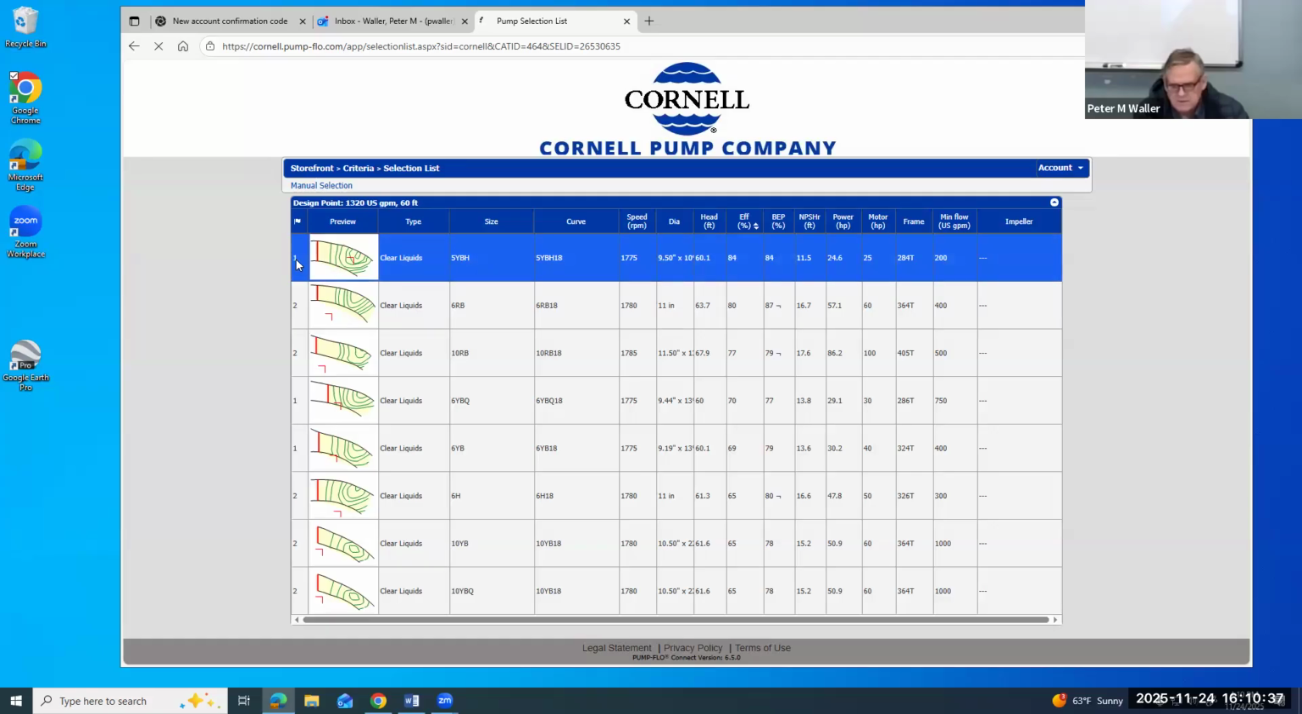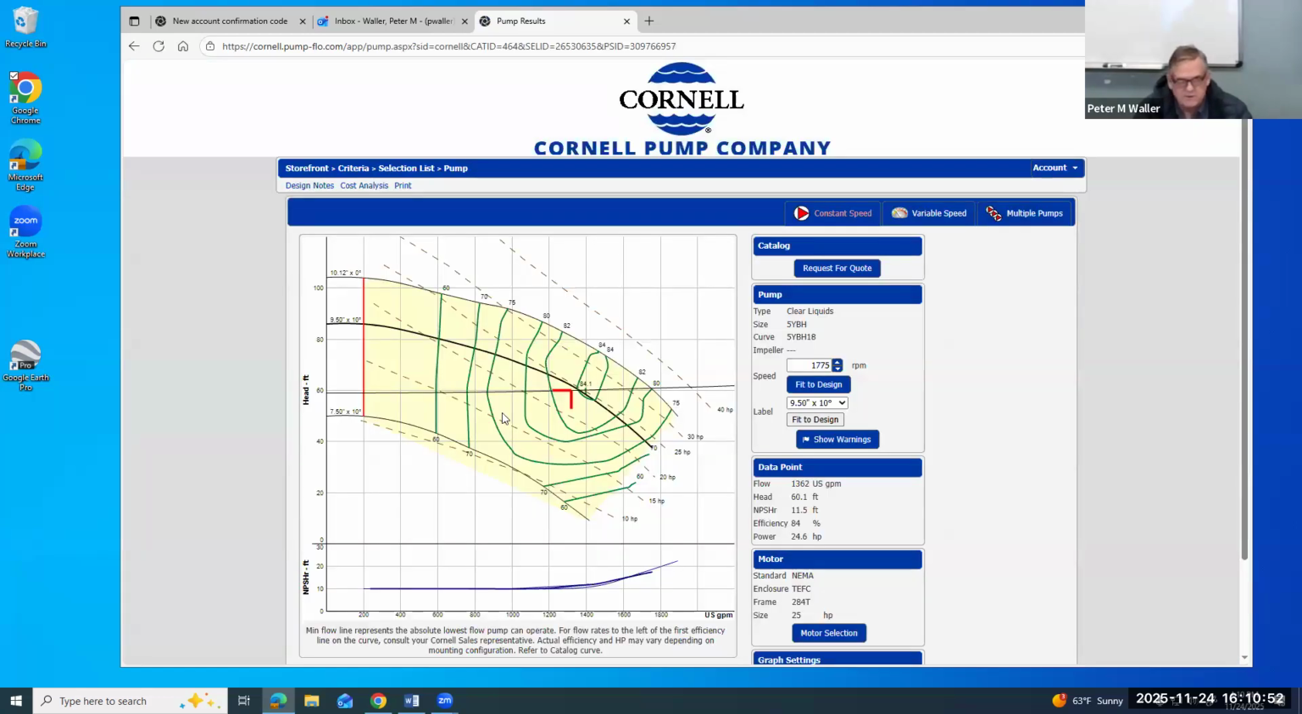What is that red arrow? That's the operating point. And you can see, so what you do is you look for a pump with the operating point in the sweet spot. And the sweet spot, see, this is the highest efficiency, 84%. And then as we get farther away from the sweet spot, our efficiency goes down.